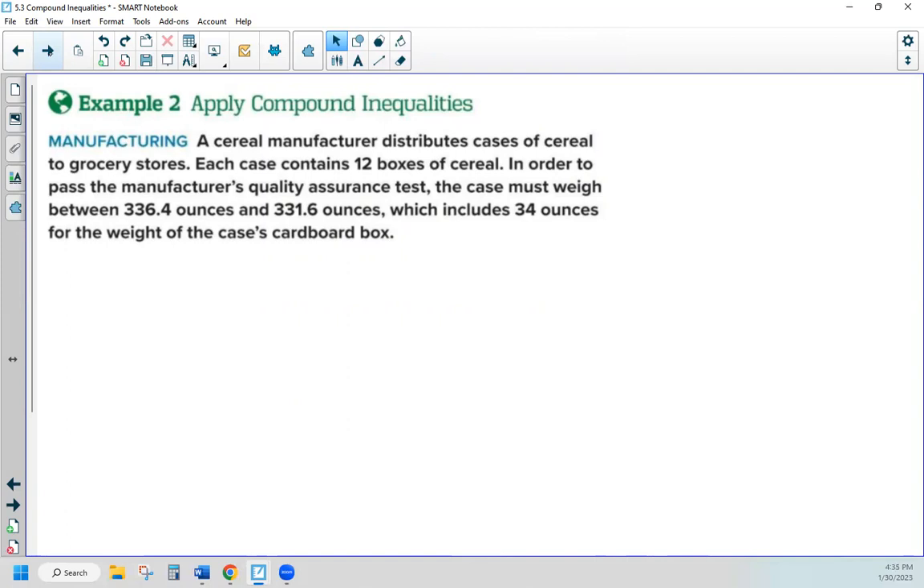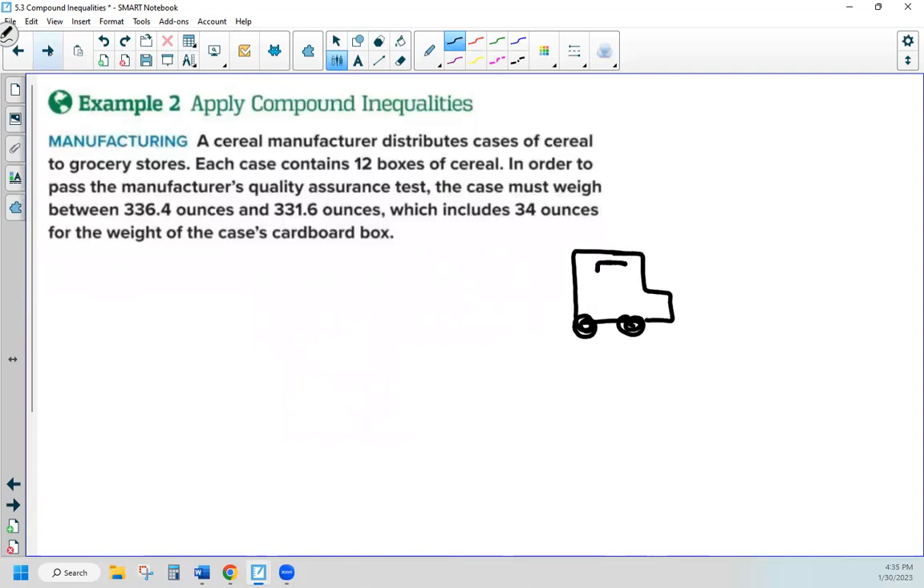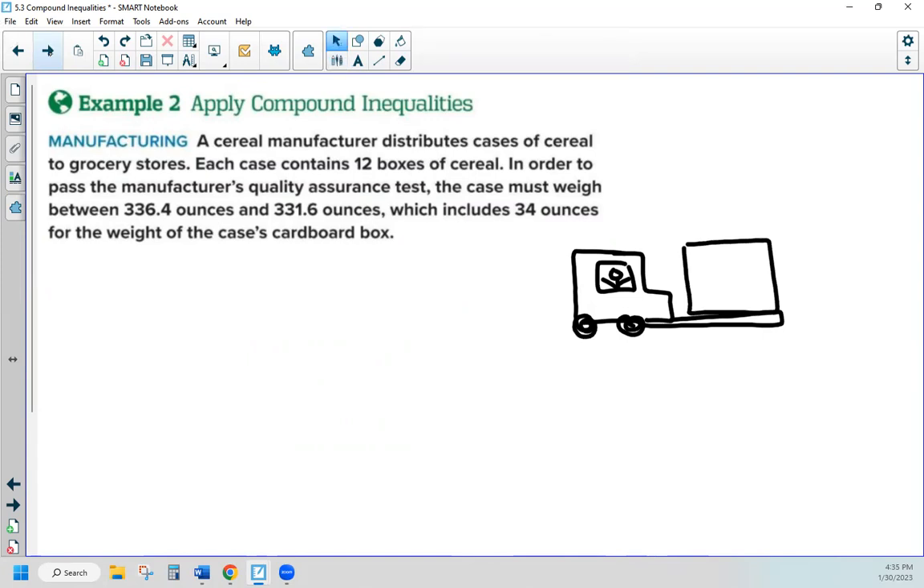So this question is talking to us about a cereal manufacturer that distributes cases of cereals to grocery stores. When I read this, this is what my brain was telling me. At grocery stores, especially very large ones like Walmart or Costco, there is the forklift that carries those large pallets. Those are called pallets, boxes. And these are large boxes that contain the smaller boxes of cereal or granola bars or all these items.